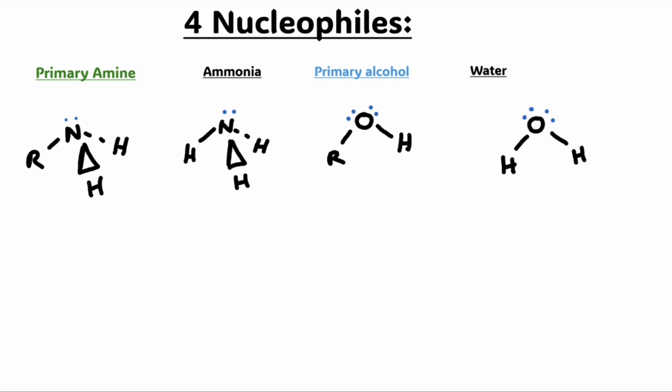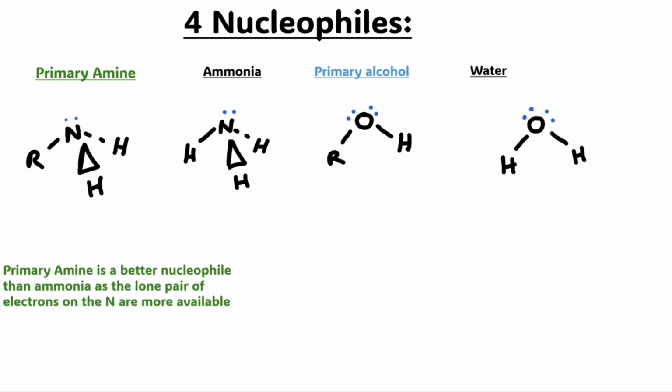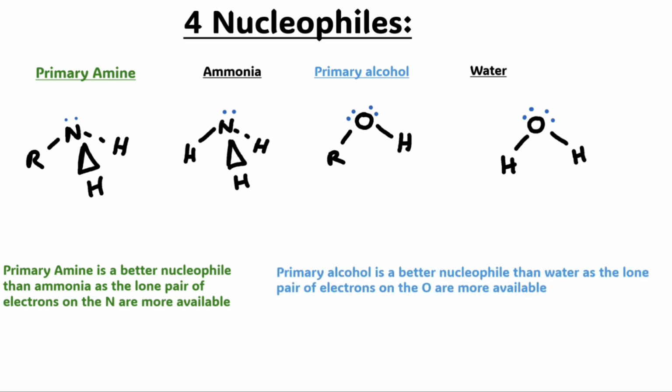Same with the primary alcohol. Ammonia has 1 lone pair of electrons, and a primary amine is basically the same, 1 lone pair of electrons. However, a primary amine is a better nucleophile than ammonia because the lone pair of electrons on the nitrogen is more readily available than the lone pair of electrons on ammonia, because the primary amine has 2 bonds with hydrogen, whereas the ammonia has 3 bonds with hydrogen. And this is the same for the primary alcohol, which is a better nucleophile than water, as the lone pair of electrons on the oxygen is more readily available.